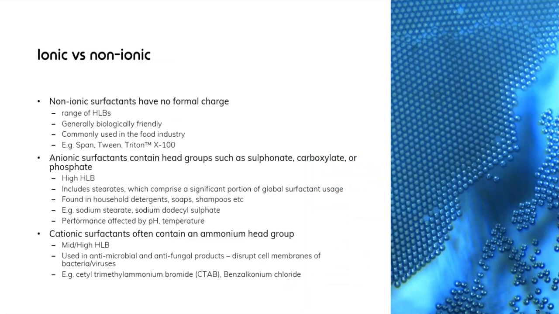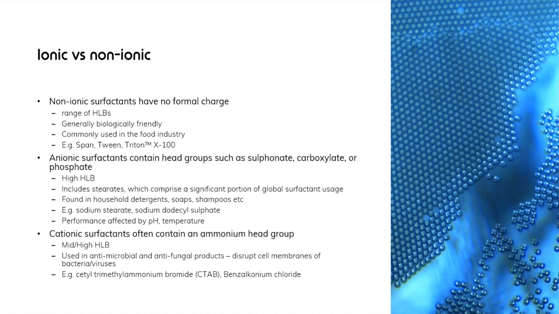Okay, so one of the choices we have is whether we use an ionic or a non-ionic surfactant. The non-ionic surfactants obviously have no formal charge on them. They come across a range of different HLBs, depending on how they're functionalized and what the structures are. Typically, they're biologically friendly, and that means that they're very commonly used in the food and cosmetics industries. Materials such as SPAN and Tween and Triton X-100 are fairly common non-ionic stabilizers that are found in a large number of products.